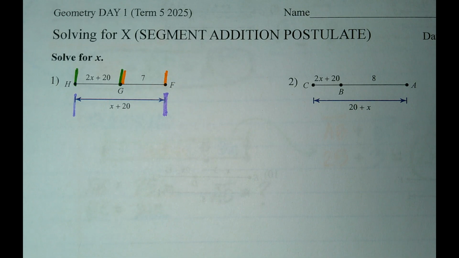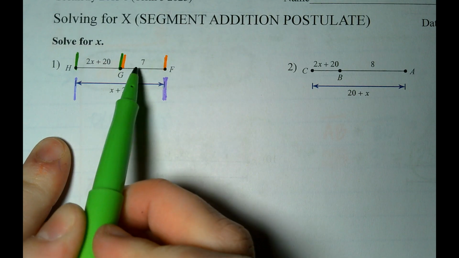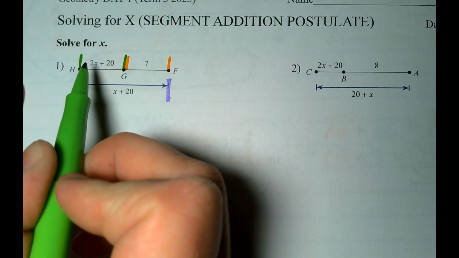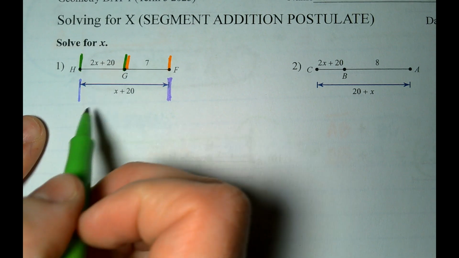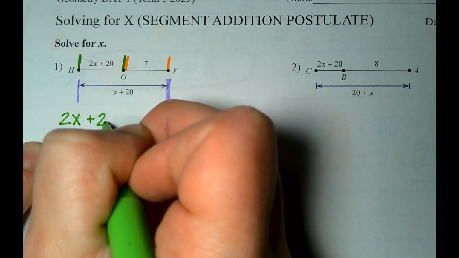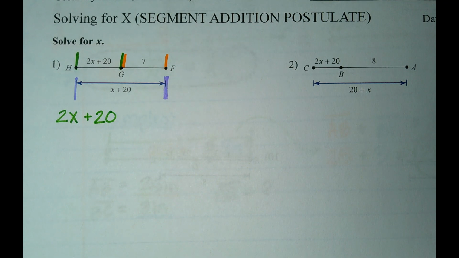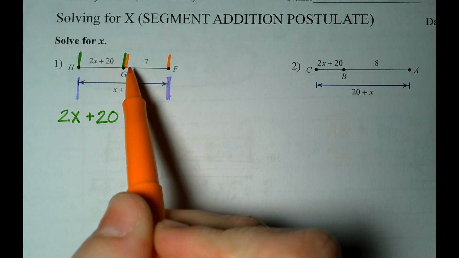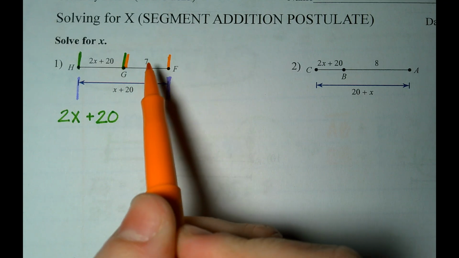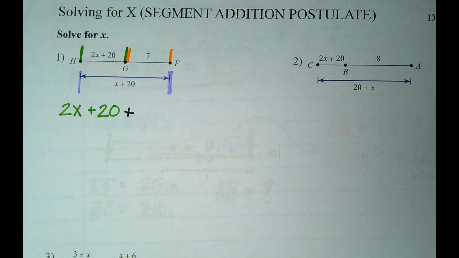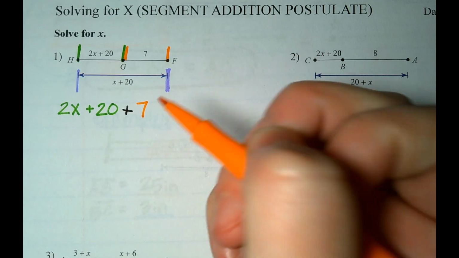We're going to set up an equation, and here's how we're going to do it. All I'm going to do is look in the order that these are written, and I'm just going to copy it down. From H to G is 2x plus 20. Let's write down here 2x plus 20. So there's that first section. Then we're going to add that to the next section, which is just 7. So I'm going to write plus, because I'm adding it, plus 7.